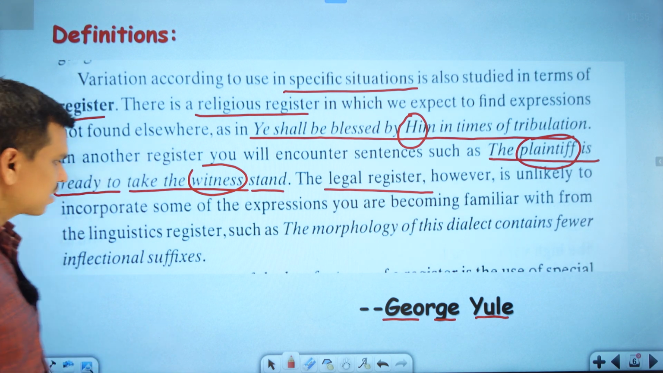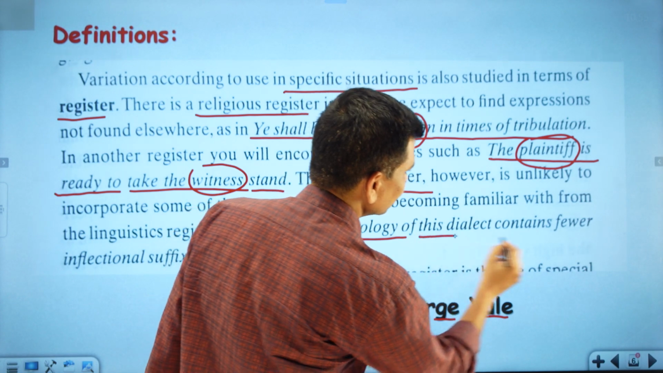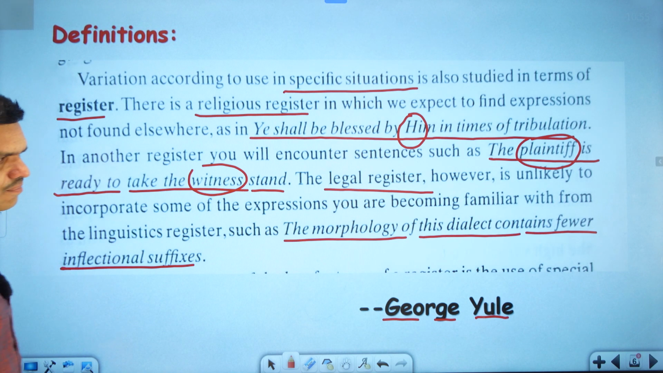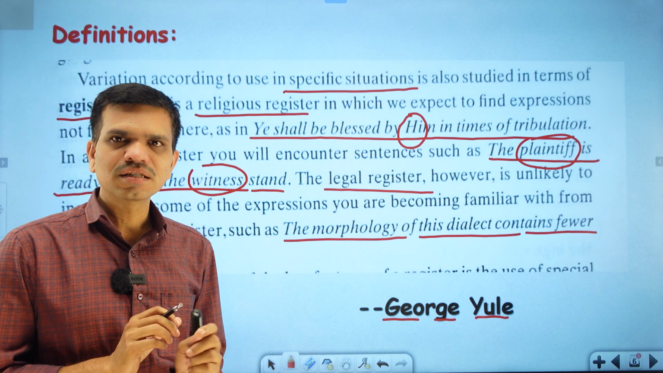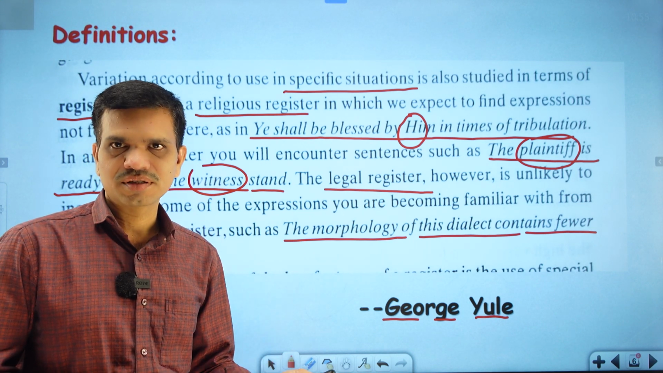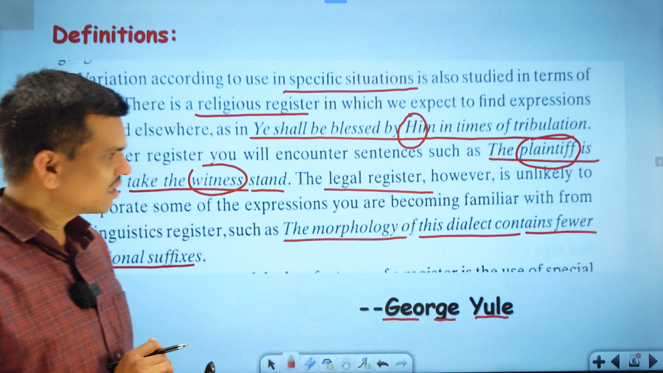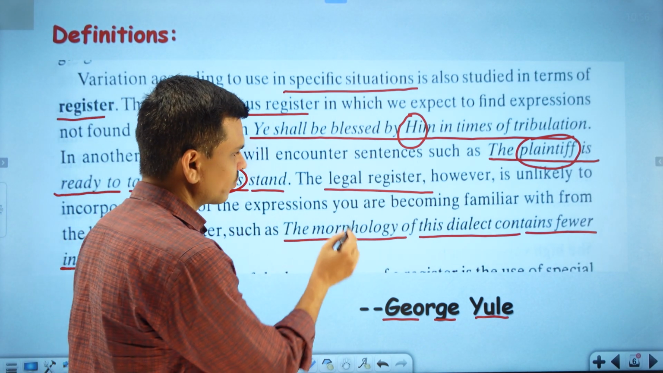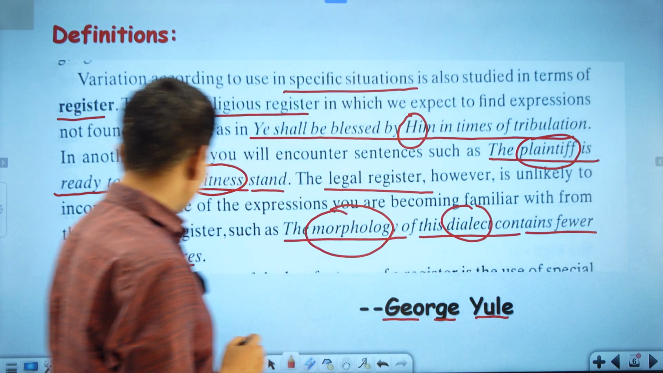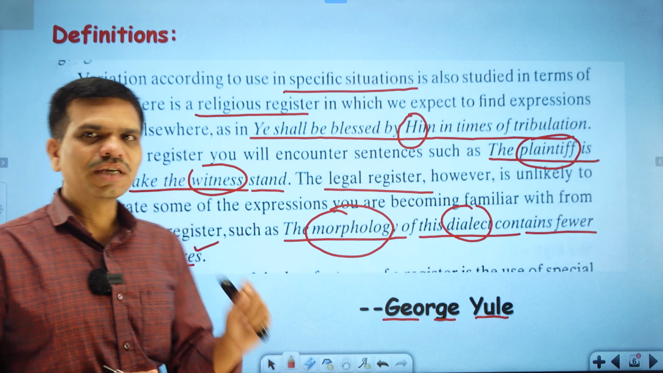Again we have another example like this: "the morphology of this dialect contains fewer inflectional suffixes." Now here you can very clearly understand this type of language, this type of vocabulary used in linguistics. Linguistics is the science of language, in which language is studied scientifically. So these words like morphology, then we have another word, dialect, and here we have inflectional suffixes. All these words are used in linguistics.